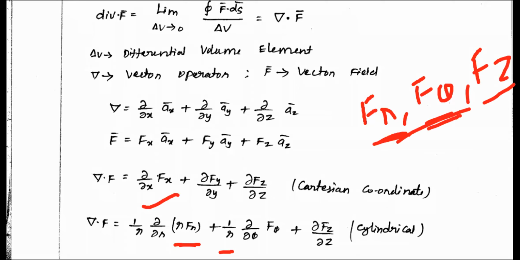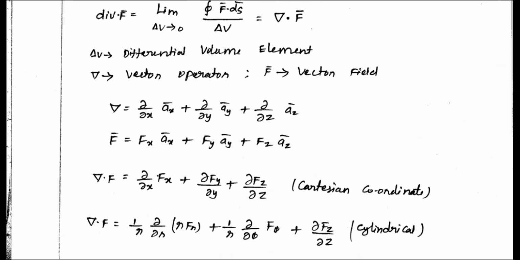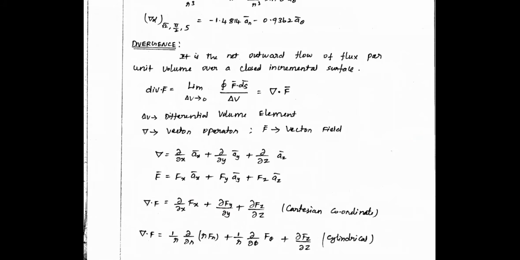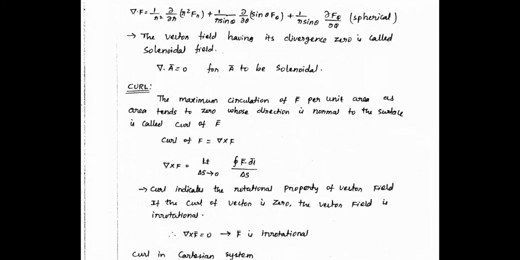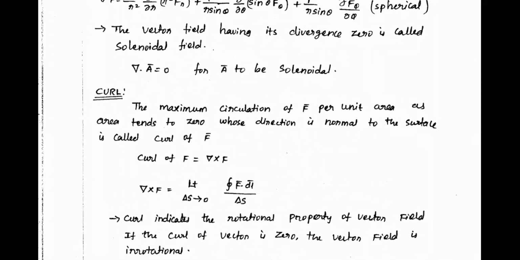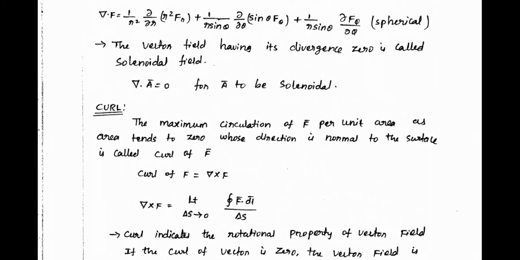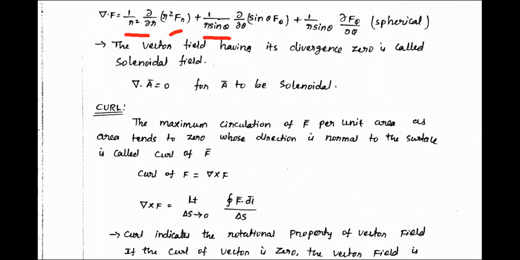Again, there may be some derivations of how it is actually derived, but that is not important. If you remember this equation, that's enough. Similarly, the other one is the spherical coordinate system, which is a bit more complicated. 1 by r square, and inside also r square times F_r, and again here 1 by r sine theta, but inside they are multiplying with sine theta. Here it is 1 by r sine theta, but they are not multiplying with any factor.